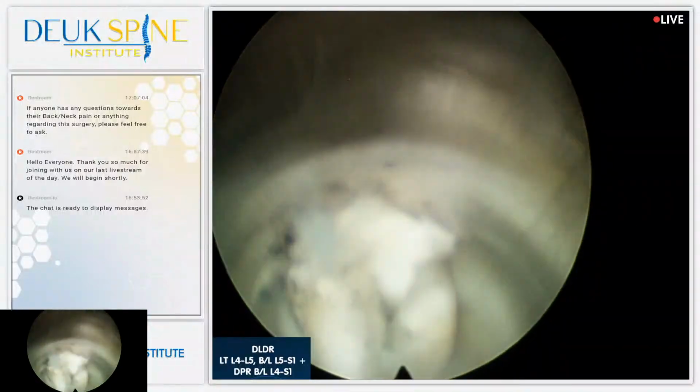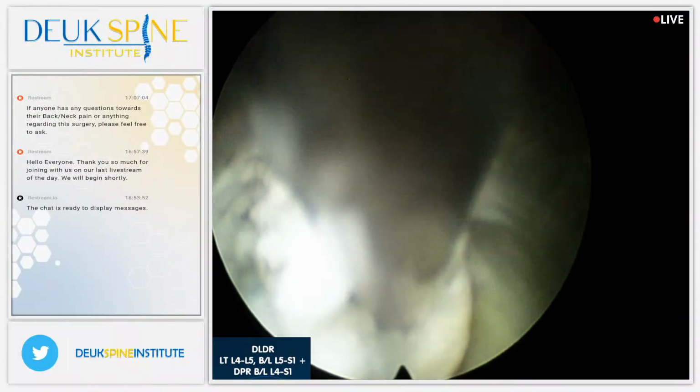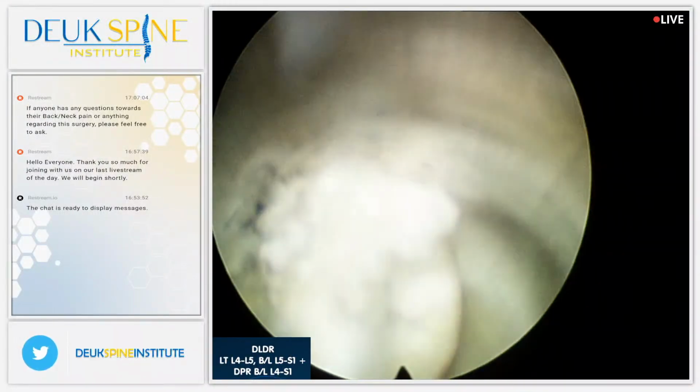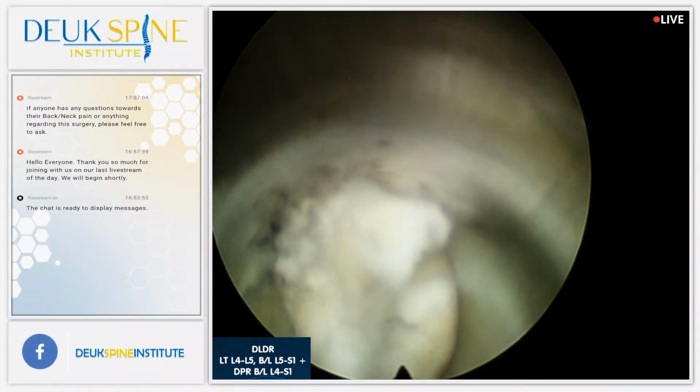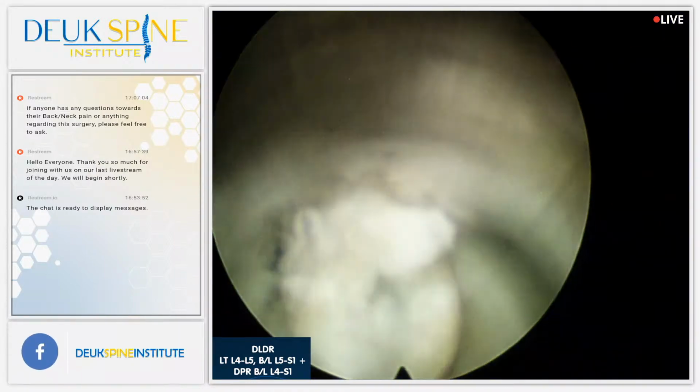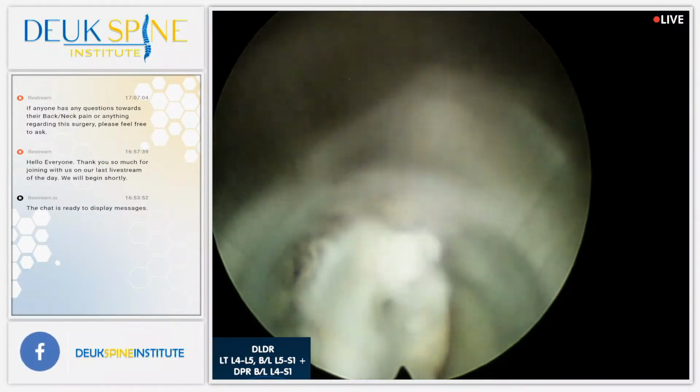349-6922. Welcome back. You can see what we're doing with the Deuk laser disc repair. We're using a laser to clean out the tear in the back of the disc that's causing pain.